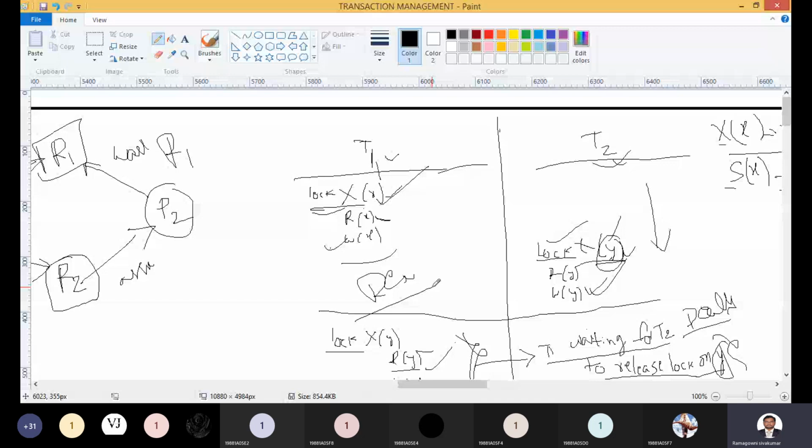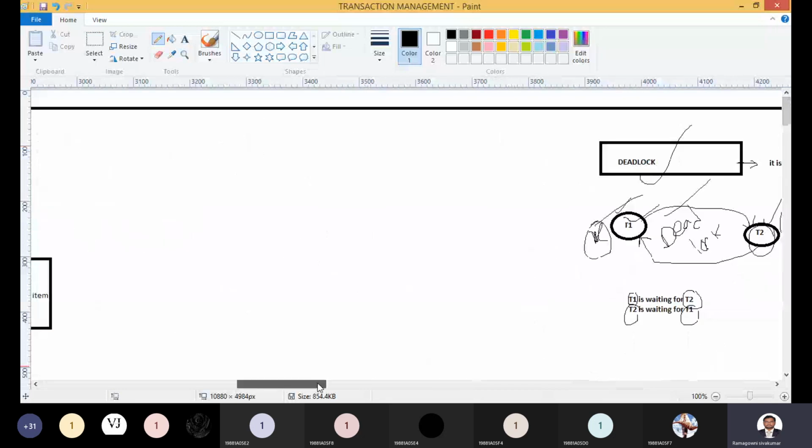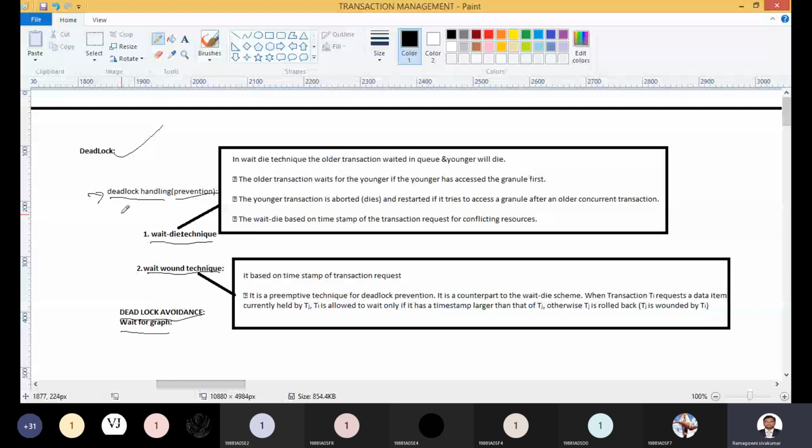Now, how I can prevent the deadlock, or how we can avoid the deadlock. See how to handle these deadlocks. See, what is deadlock here? What is deadlock?